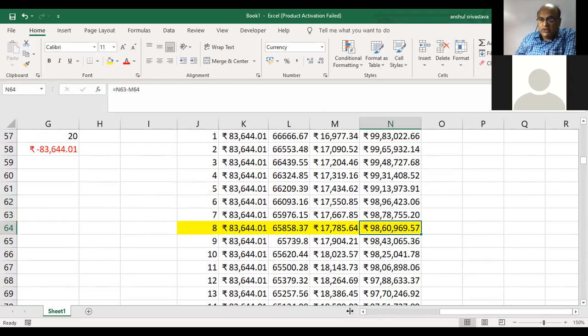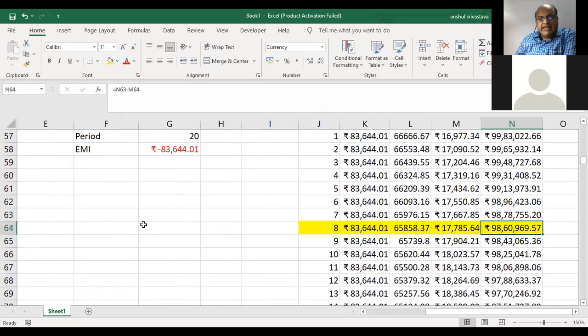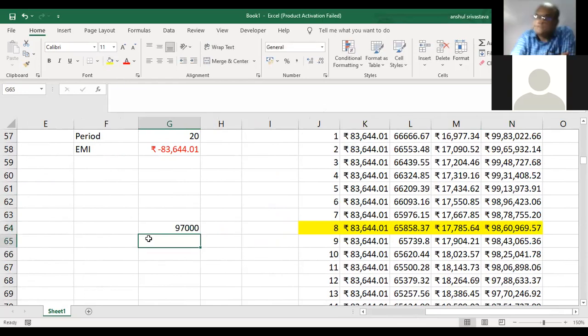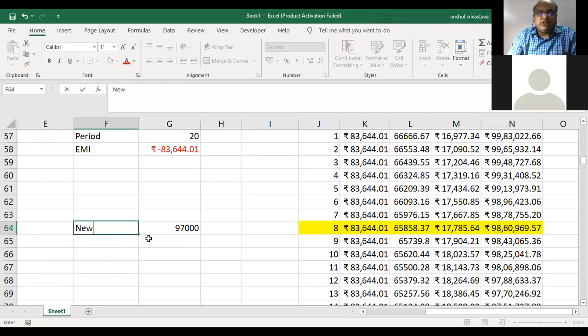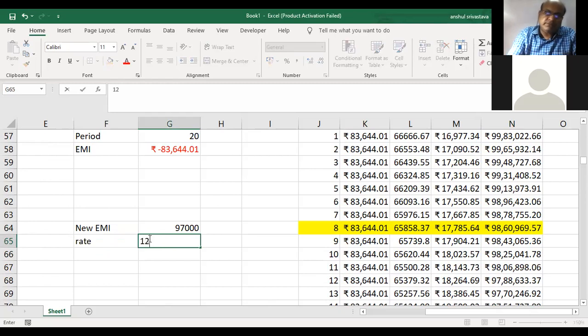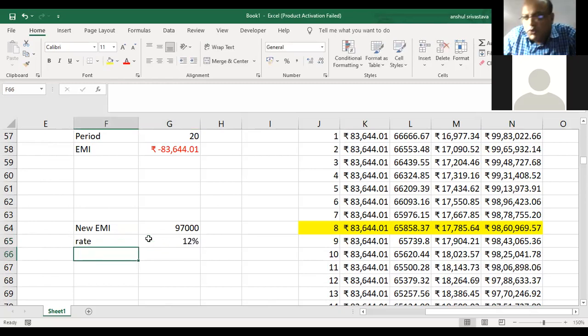So what does this guy tell you? He says, I cannot pay more than 97,000. So this becomes the new EMI, no? 97,000 becomes the new EMI. New rate is 12% now. The period is what we want to calculate. Okay, loan amount is how much?